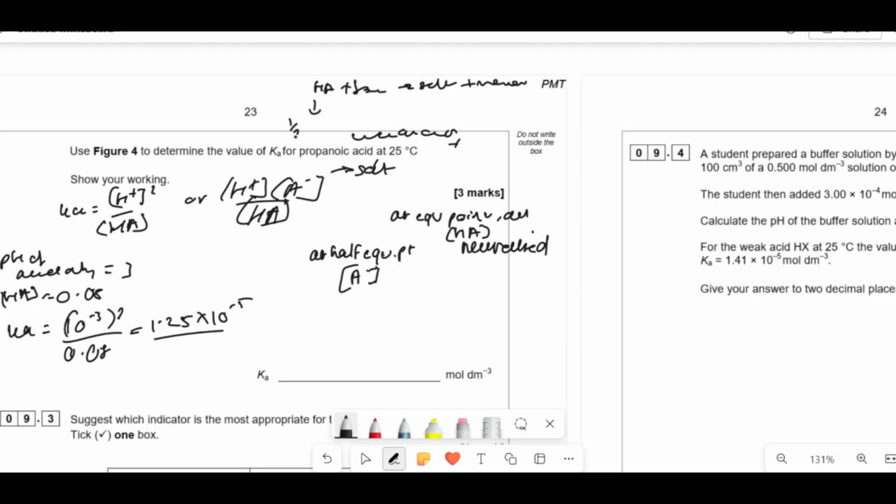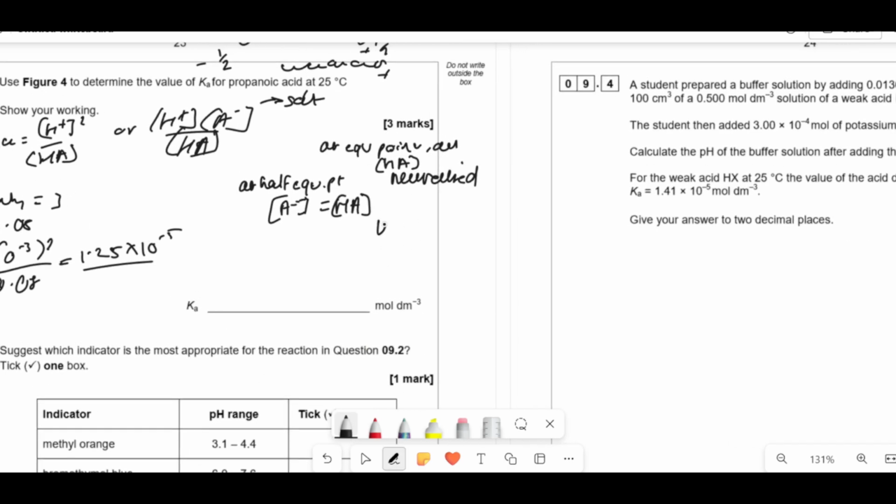If this has dropped by a half, this will have gone up by a half. Right? So we have a half of this, but all the half went here. So that means that this A minus is equal to HA at this half equivalence point. So therefore, at this point, Ka would equal H plus A minus over HA. But those are the same. Can you see how those cancel out? So Ka is H plus at that point.